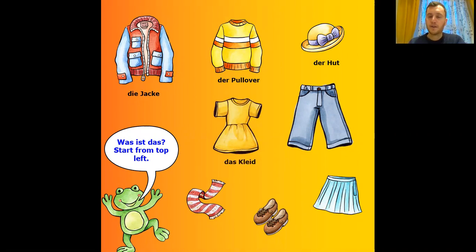Das Kleid for a dress, das Kleid. Die Hose for trousers. Der Schal for a scarf. Die Schuhe for shoes. That one's quite a nice easy one to remember because it sounds almost similar in English. And der Rock. Let's go through those one more time.